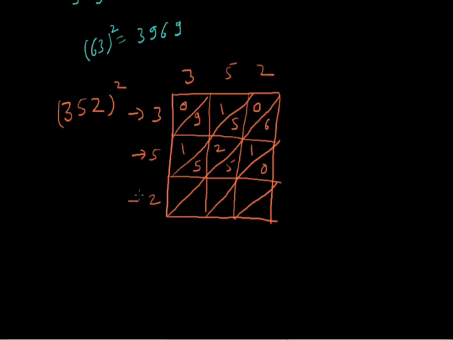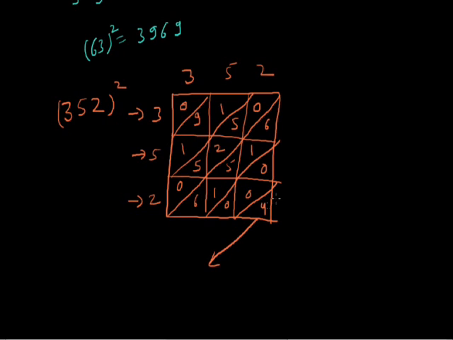Now I have to multiply 2. 2 multiplied by 3 is 6, so I write 0, 6. 2 multiplied by 5 is 10, so I write 1, 0. 2 multiplied by 2, I am getting 4, so I write 0, 4. So all the digits are filled. Now we have to add all the digits diagonally.